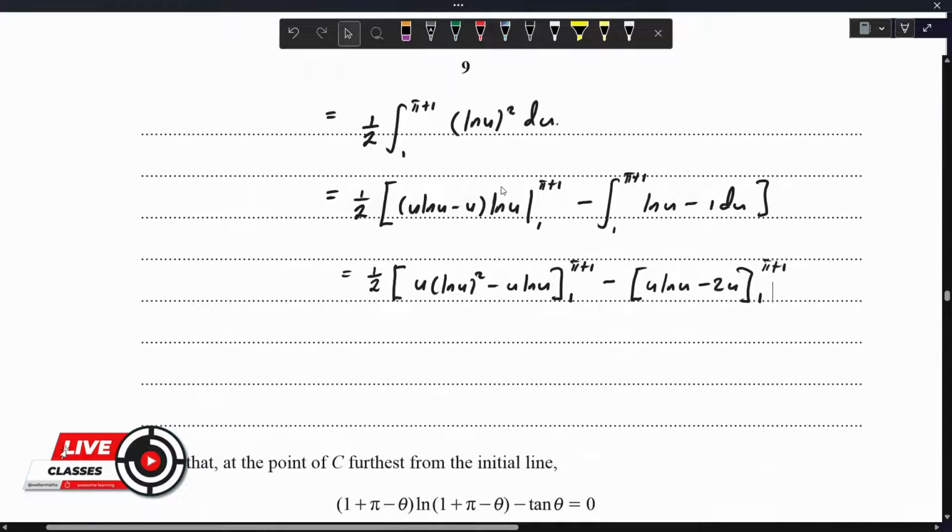All right. We can even combine this into, okay, we have a half outside. We shouldn't leave that out. And we can combine the whole thing into u of ln u squared minus u ln u minus u ln u is minus 2 u ln u, and minus of minus 2u, it's plus 2u, with limits 1 and pi plus 1.